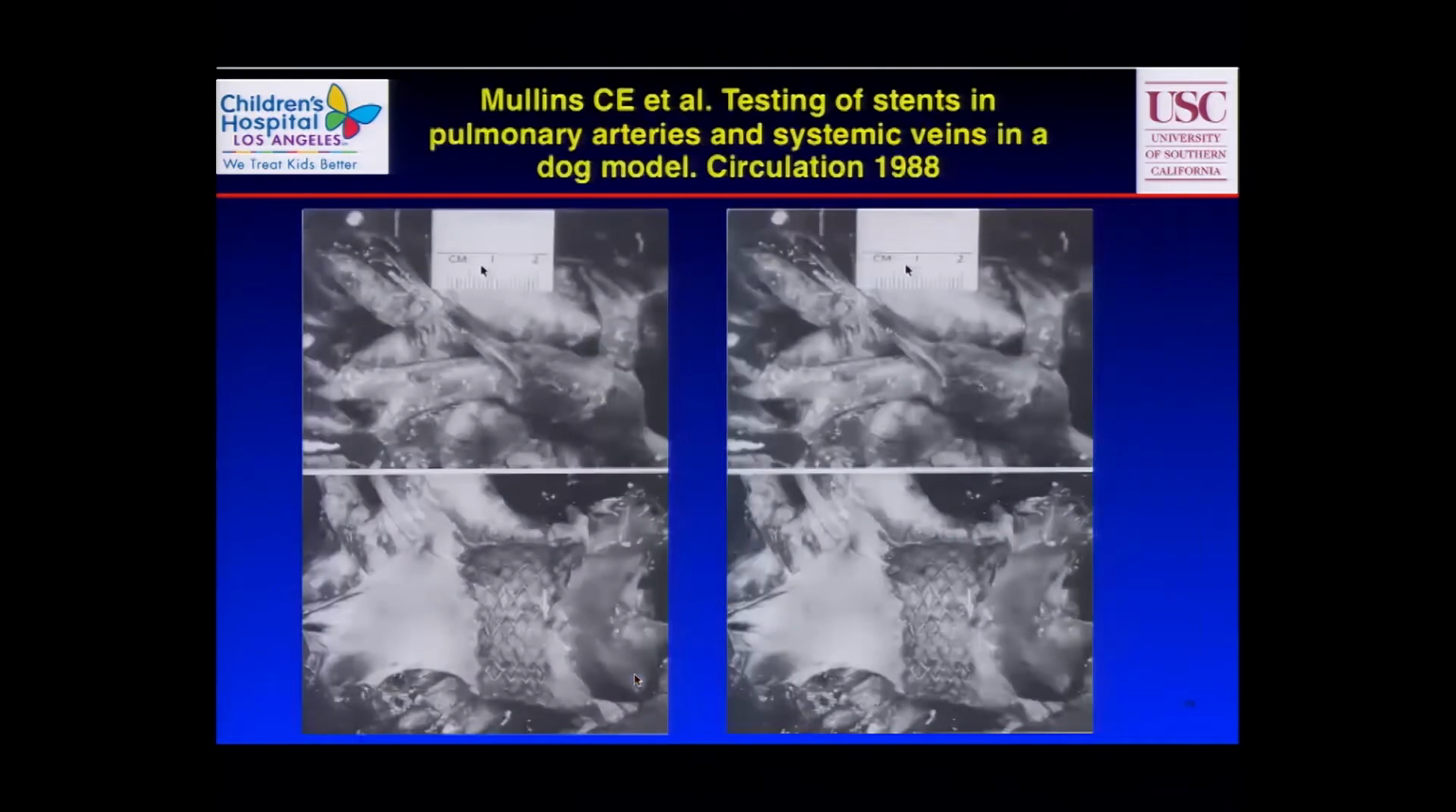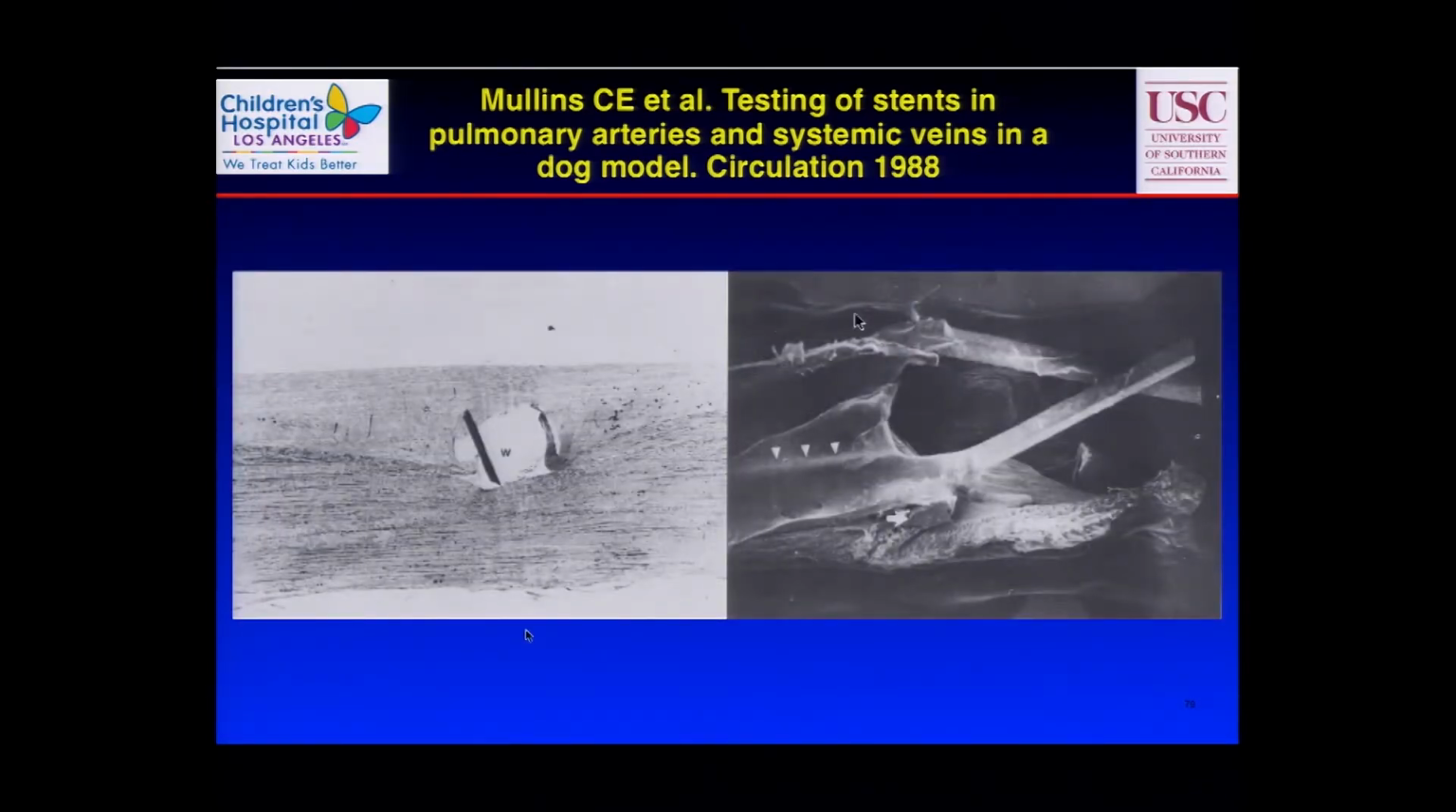They're very stiff. Here are some of the original pictures taken by Dr. Mullins when he did the dog model in 1988. You see how the stent looked inside the pulmonary arteries here. The bottom part is filleted open. You see the stent that has endothelial tissue on it. Here's some microscopy looking at the stent struts, and you see how, in the healing process, the endothelium covers the metal.